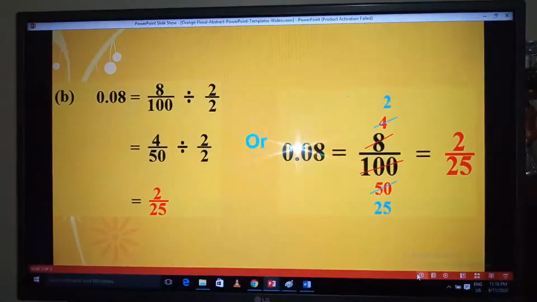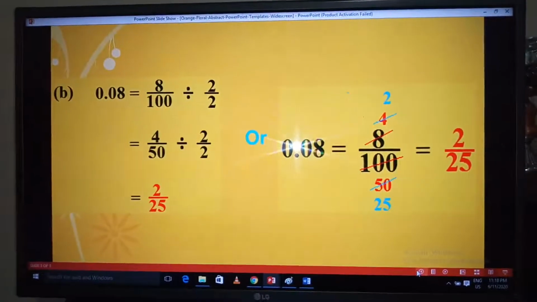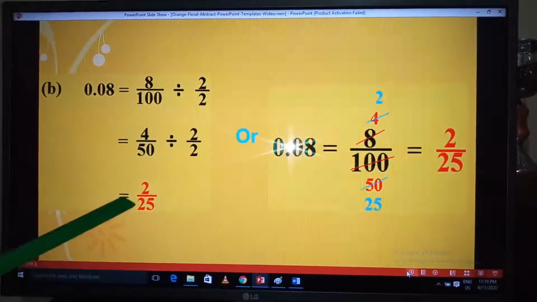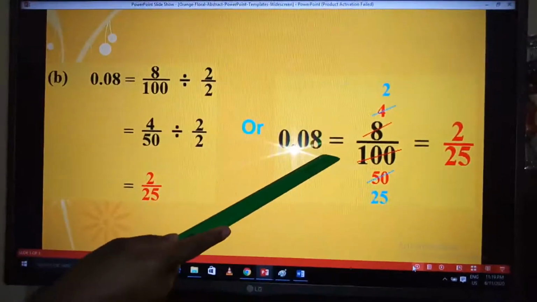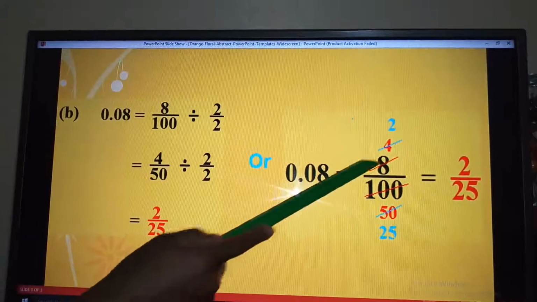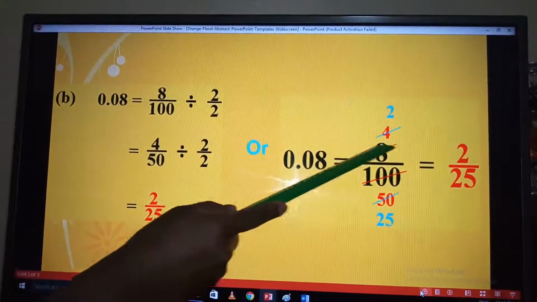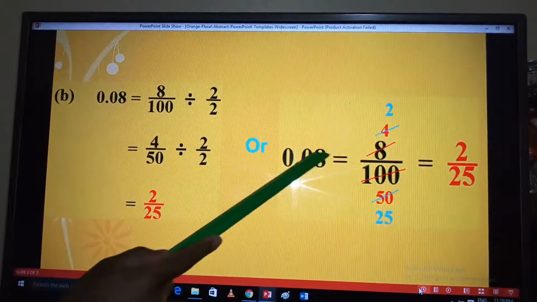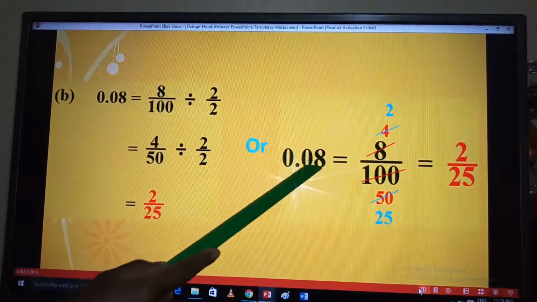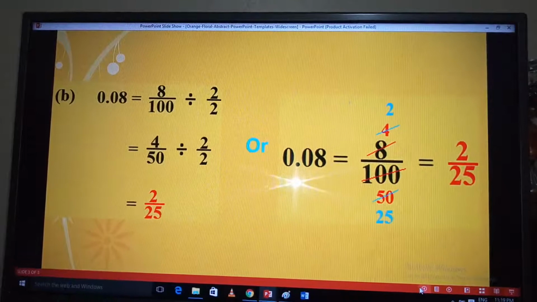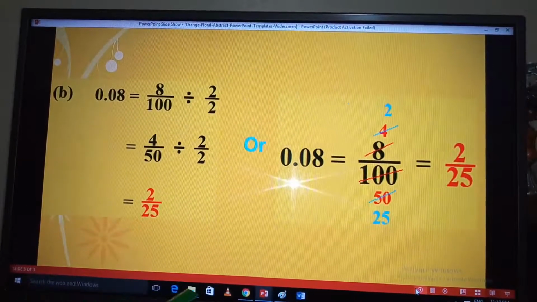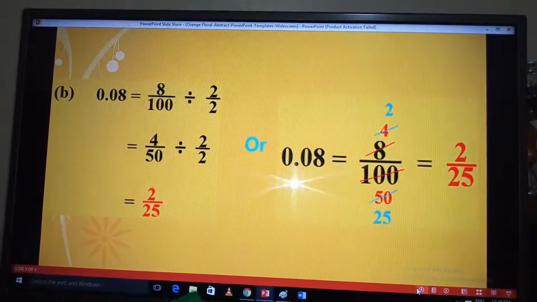Alternatively, we have a different method of doing it, and it's simplifying by cancelling. So 0.08 written as a fraction will be the number 8, which is after the decimal, out of our 1 with 2 zeros because we have 2 places after the decimal. So we start cancelling. Which number can divide both 8 and 100 without a remainder? And we can start with 2.